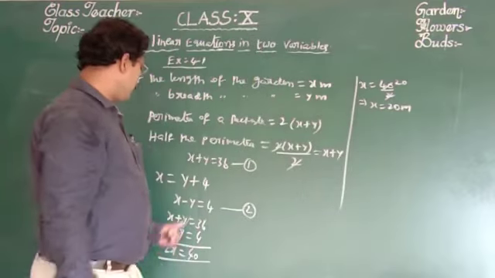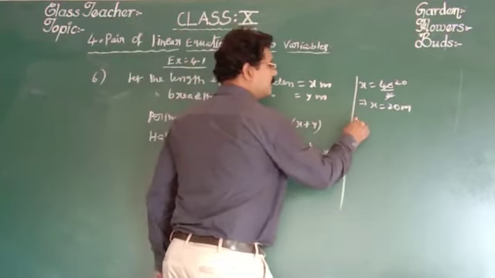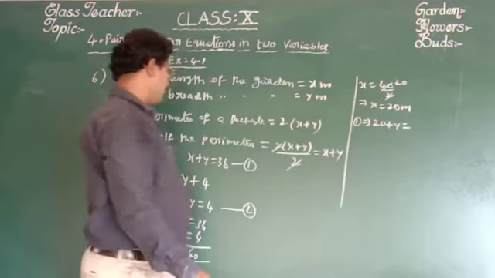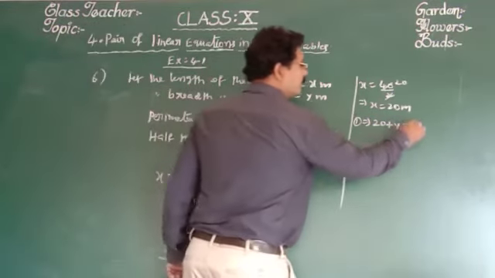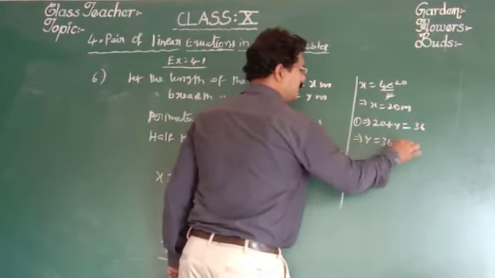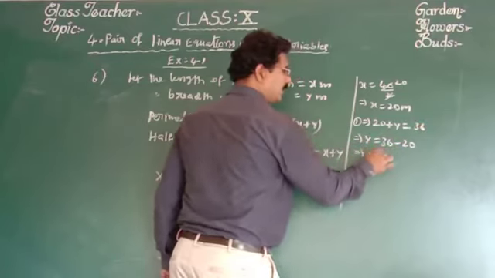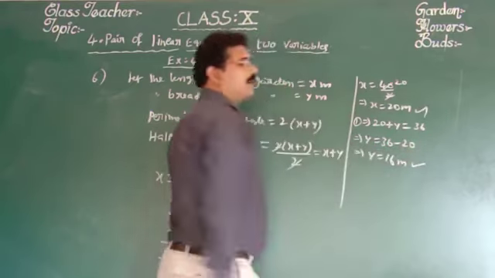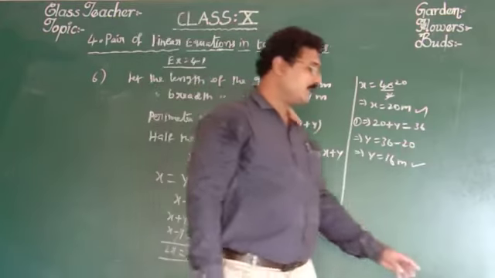Now how to get y? From 1, x means 20 plus y is equal to 36. Now that implies y is equal to 36 minus 20. That implies y is equal to 16 meters. So don't leave the problem. After that we have to write the inference, that is the conclusion.